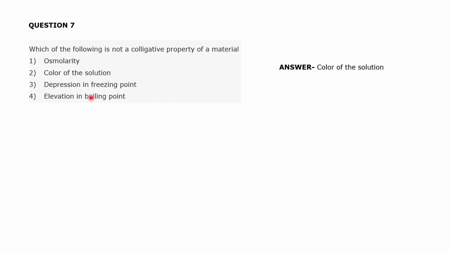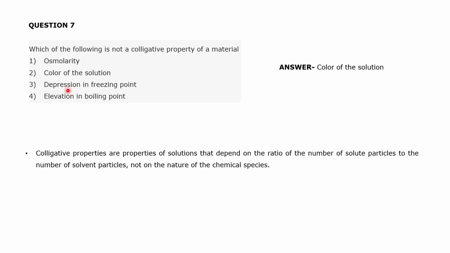Yeah, so the answer to the question is the color of the solution. Basically, all the other properties, right? Osmolarity, depression in freezing point, elevation in boiling point, these are all colligative properties. So what are colligative properties? Colligative properties are properties of a solution, not of a solid or anything. It's a property of a solution that produces some characteristics which are dependent on the number of solutes that are present in that solvent.